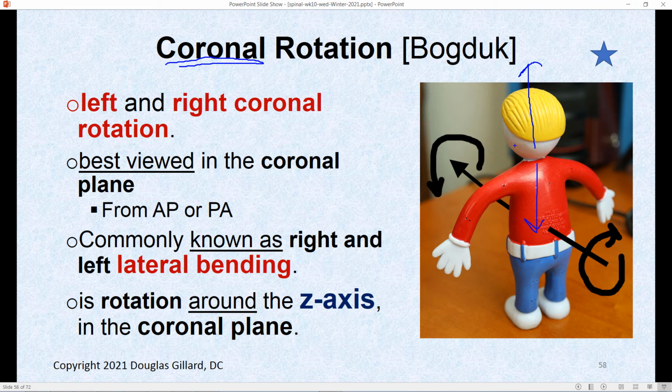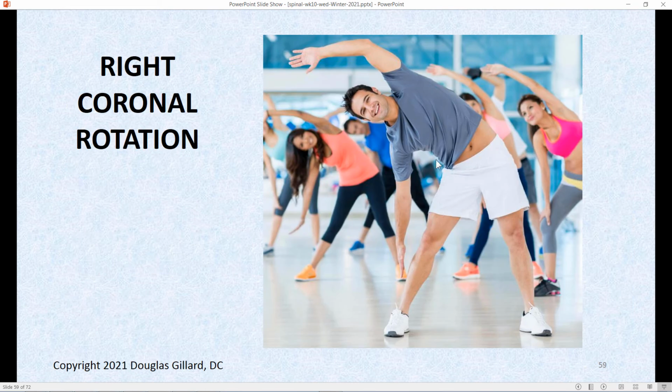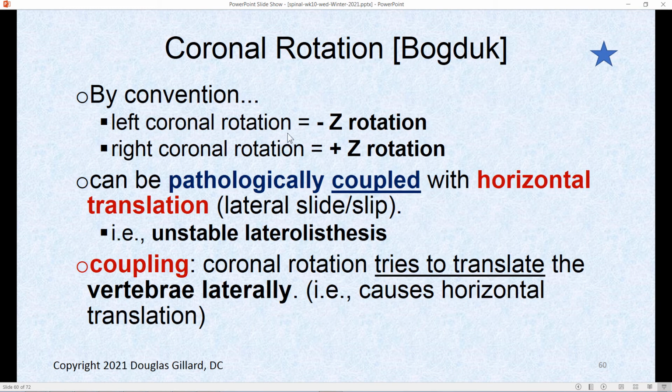That was cephalad and caudal coronal translation. But now we're back in that same view, and now we're bending to the sides. So this is a coronal rotation, commonly known as lateral bending around the z-axis, we said. This is an example of lateral bending, but really it's an example of right coronal rotation. All the vertebrae are bending to the side, to the right, or laterally flexing to the right. So that's right coronal rotation. By convention, if you go to the left, that's a negative. If you go to the right, that's a positive.